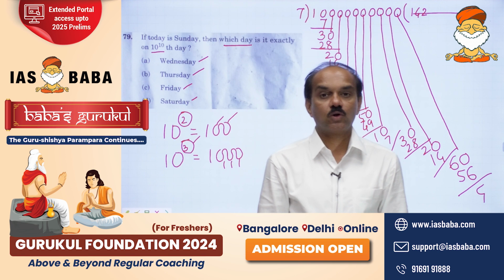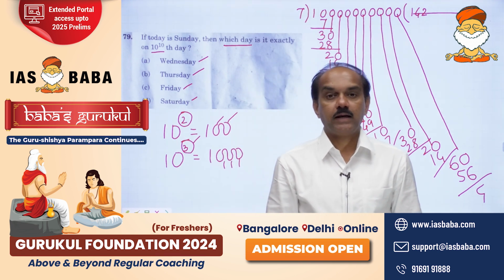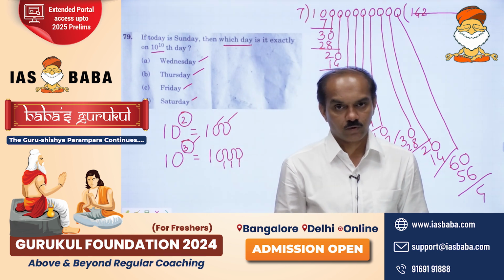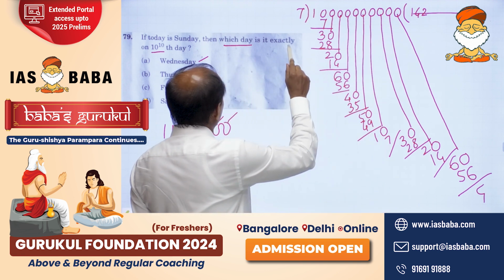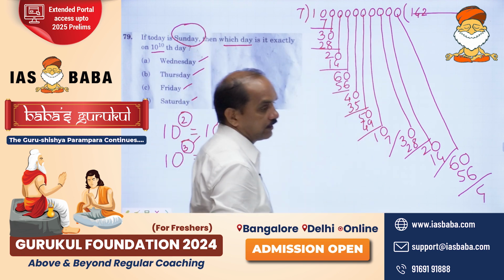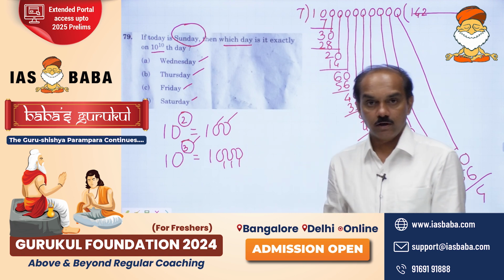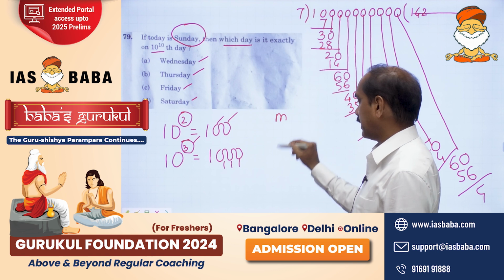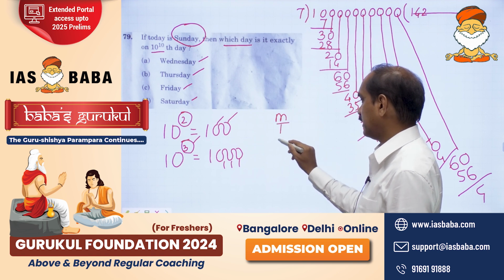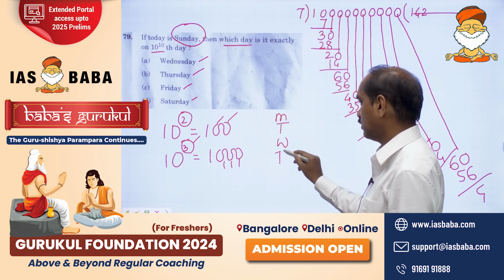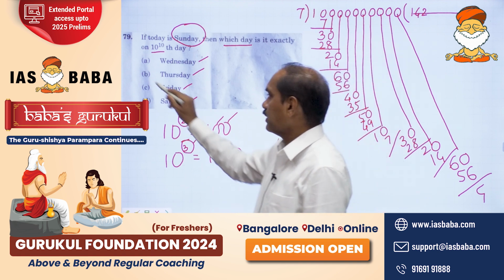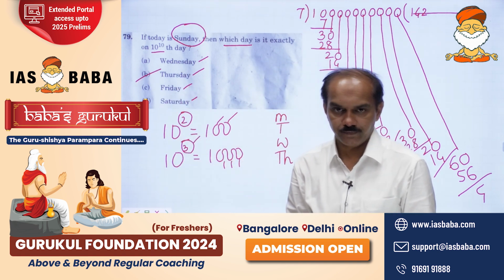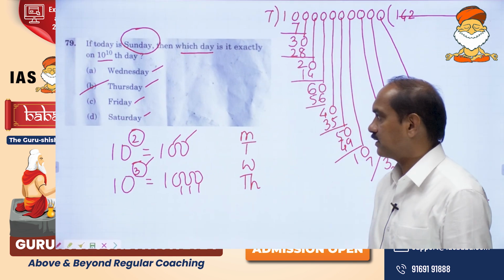So in the end, you got the remainder 4, meaning plus 4 days. Today is Sunday. Now you will have to jump 4 days. After 1 day, Monday. After 2 days, Tuesday. After 3 days, Wednesday. After 4 days, it will be the second option. So B is the correct answer, Thursday.